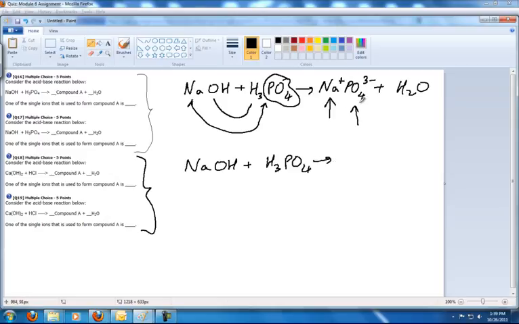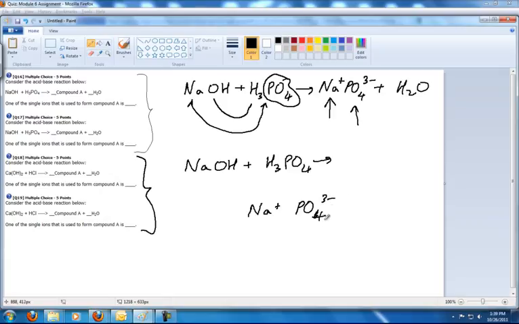Now I've got to ask this question. If I've got Na+ and PO4 3-, how am I going to combine them together in order to get a neutral compound? Alright, so here's what I do. I've got Na+, I've got PO4 3-.